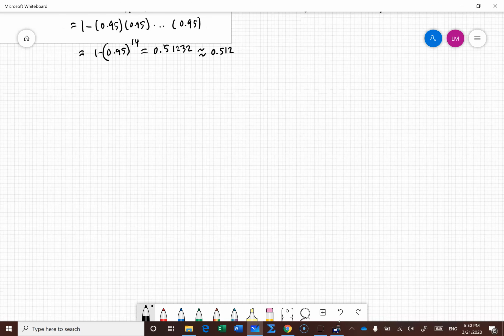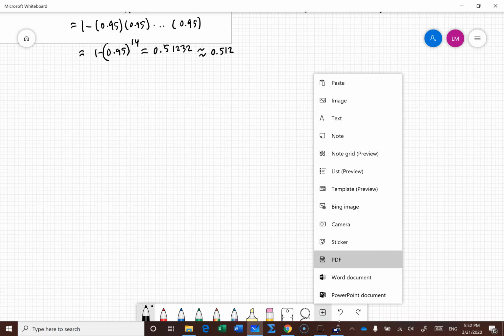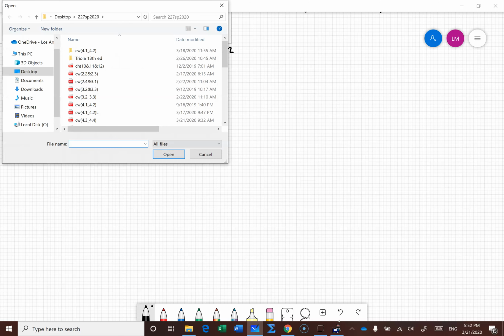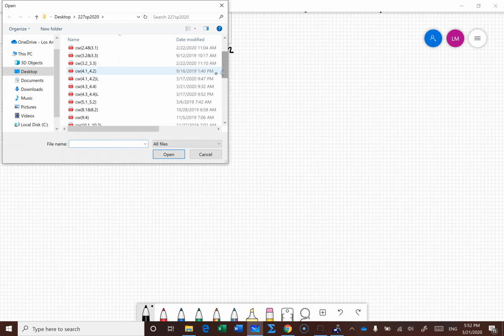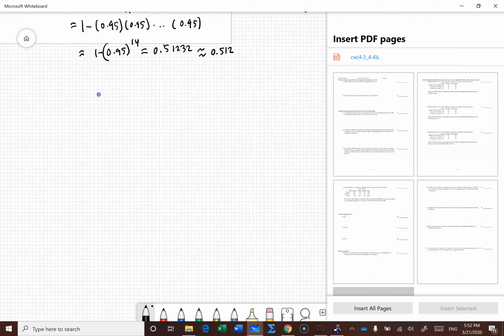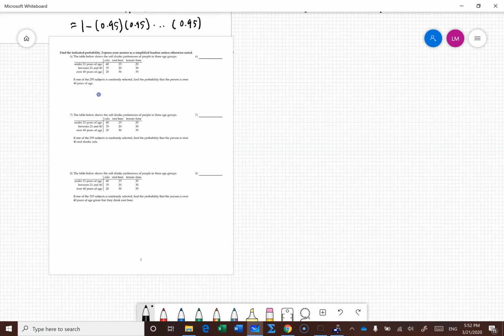So let's move it up, and then let's go to the second question. The second page is 134.4. This is the second question. All right, now, question number 6. The table below shows the soft drink preference of people in 3 age groups.